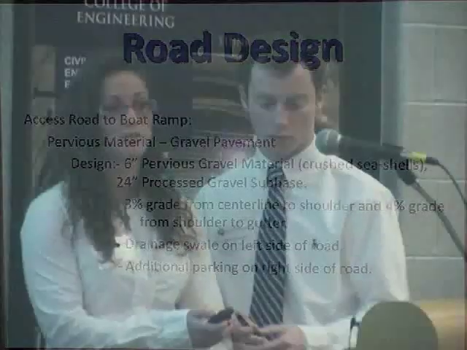I'm Ricky. I'm also with transportation. For the back road and the access road to the boat ramp, we used a pervious material. We decided to use crushed seashells for a beachy look, and we have 6 inches of that, 24 inches of processed gravel subbase, and then a 3% grade from the center line to the shoulder, and a 4% grade from the shoulder to the gutter.